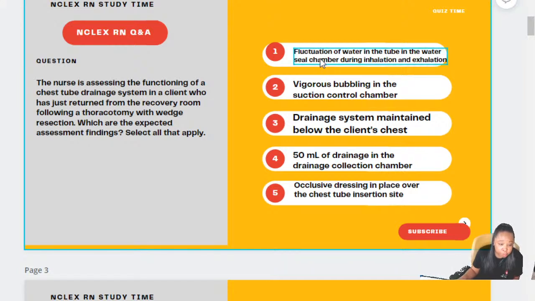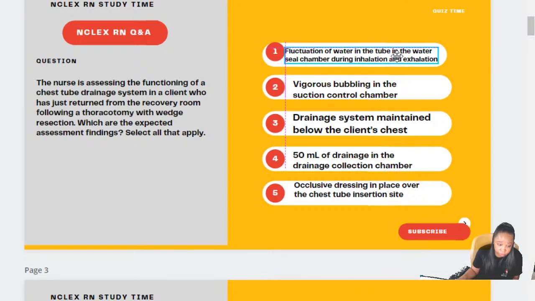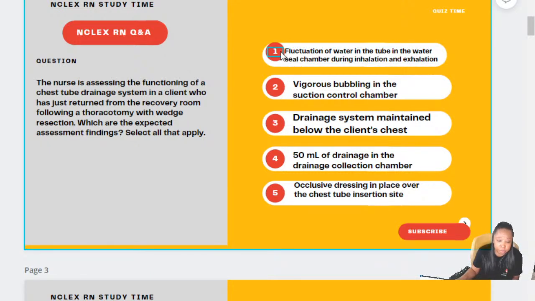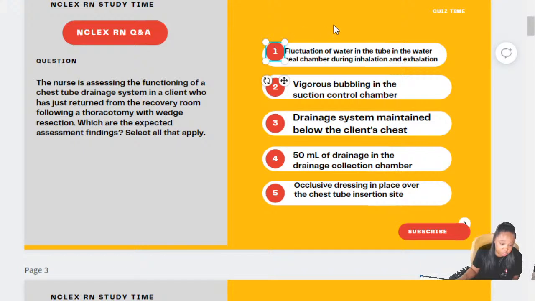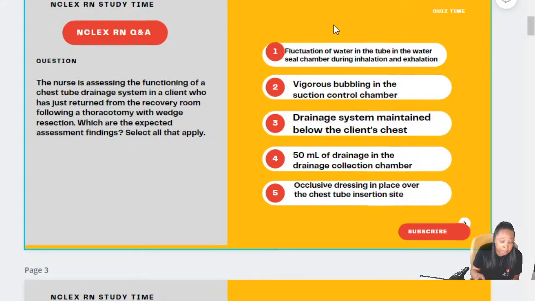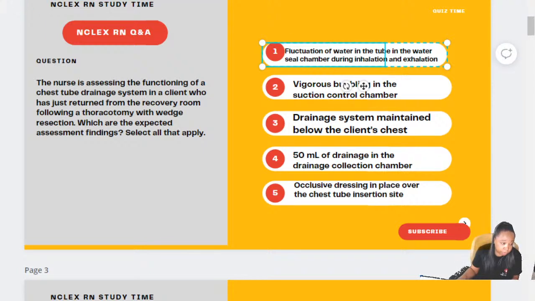Do you think the fluctuation of the water seal in the water seal chamber during inhalation and exhalation is normal? I would say that could be one of them, because when the chest tube is working, you will see a fluctuation in the water seal. That's why you will see intermittent bubbling. This is normal, so we will choose this one.